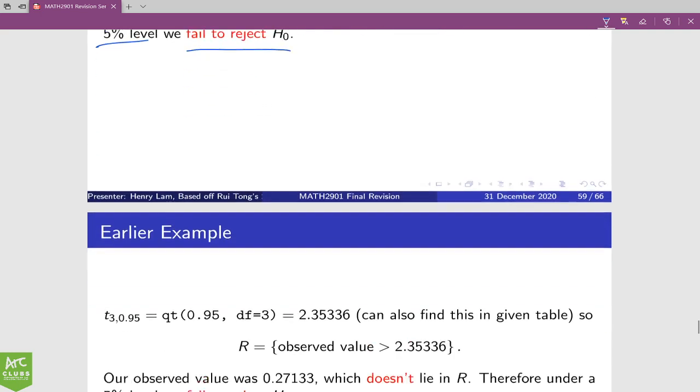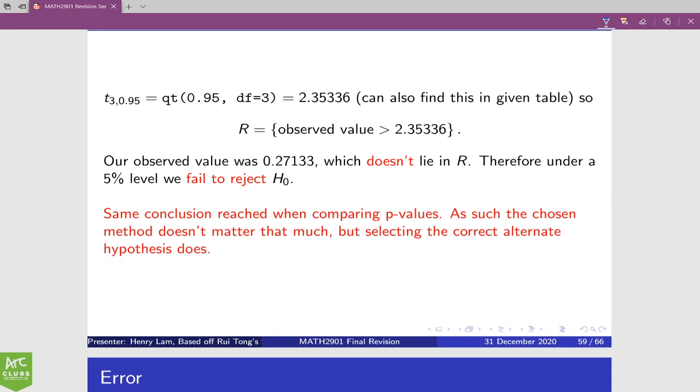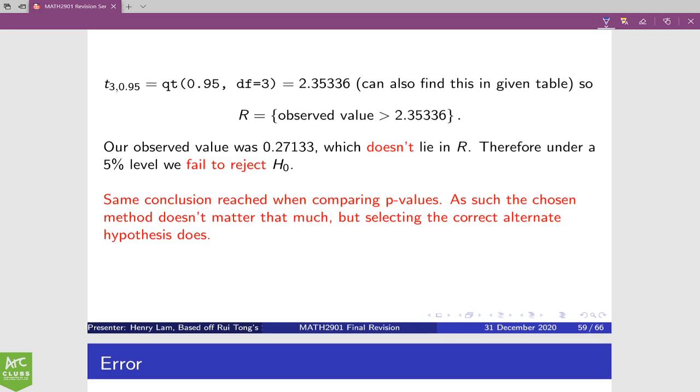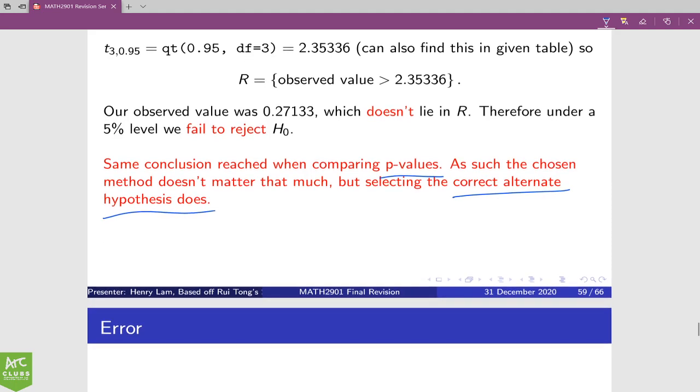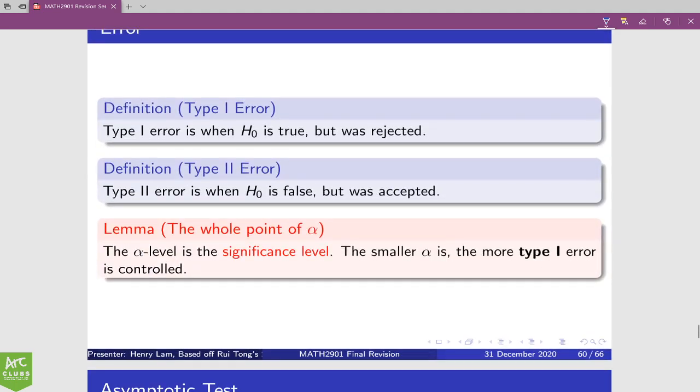Right? So as you can see, it's the exact same conclusion, because really you're just doing the same thing, but from a different perspective. So the most important thing is to select the correct alternate hypothesis, rather than the method as to how you compare, right? P-value versus rejection region, it doesn't really matter which one you go with, so long as you're doing it correctly.